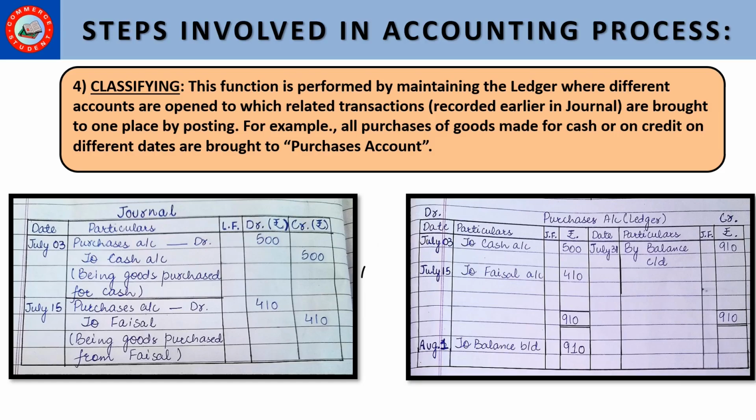Next comes classifying, which involves grouping recorded transactions of a similar type in one place. This is done using ledger where different accounts are opened and related transactions are posted in one place. For example, all cash or credit purchases of goods on different dates are brought together in the purchases account.